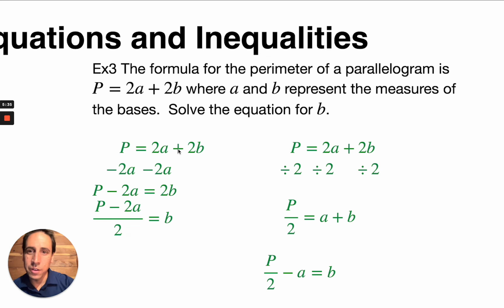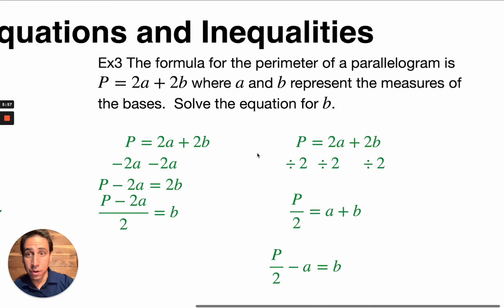So you can undo the addition here, subtract 2a, and you get p minus 2a is equal to 2b. Then if our goal is to get b all by itself, the last thing to do is undo the multiplication with division, and there it is, p minus 2a all divided by 2. The entire left-hand side needs to get divided by 2.